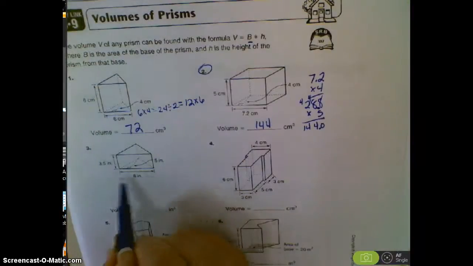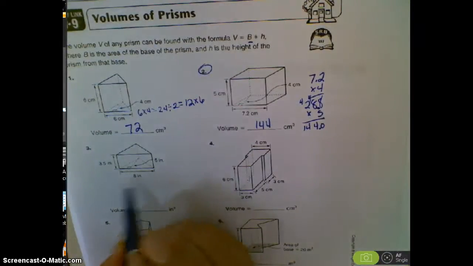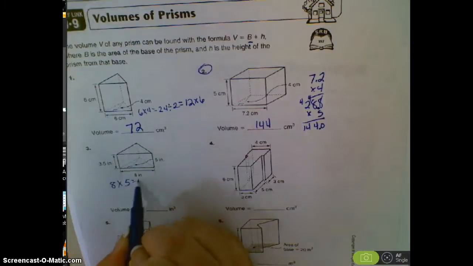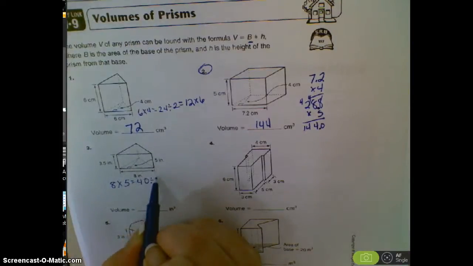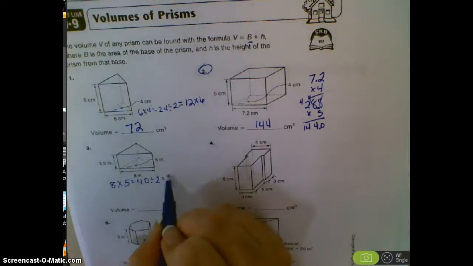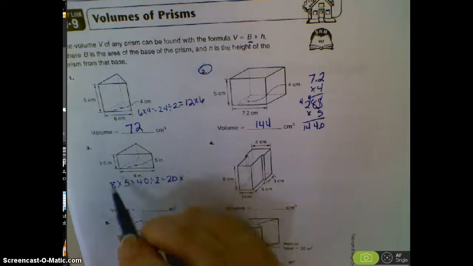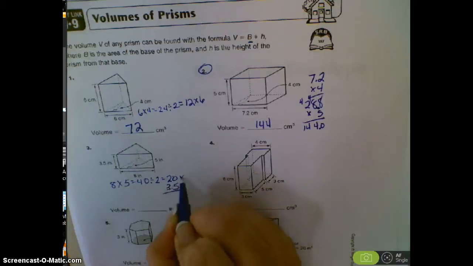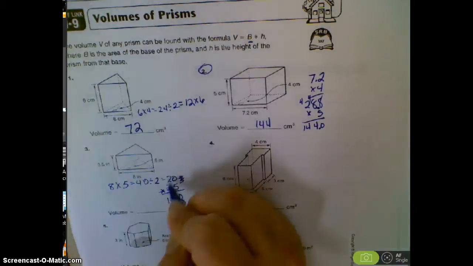Alright, find out the big B, the area of the base. We've got 8 times its height is 5. 8 times 5 is 40. Don't forget it's a triangle, so we need to divide it by 2, and then we get 20. Now we're ready to multiply it times its height, which is 3.5. I'm going to change my mind and I'm going to write it down this way instead. And we'll multiply it vertically.